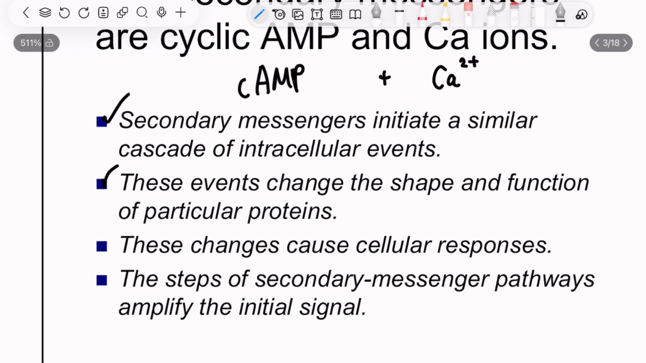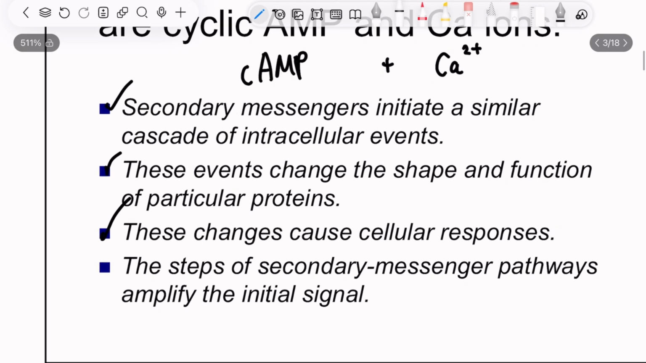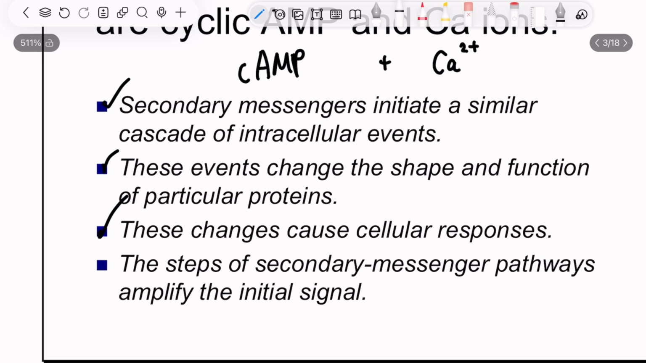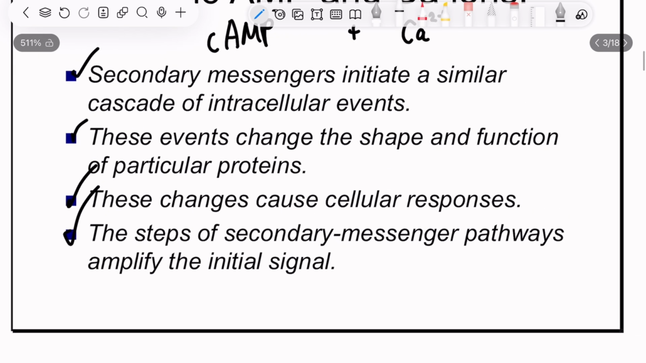These changes cause cellular responses. What does that mean? Well, these protein changes lead to different responses from the cell, such as activation or deactivation of certain activities. The steps of secondary messenger pathways amplify the initial signal. What is that saying? Well, the steps in these pathways amplify the original signal, meaning that a small signal can cause a large response inside the cell. So in short, secondary messengers help ensure the signals from outside the cell cause the right reactions inside the cell.